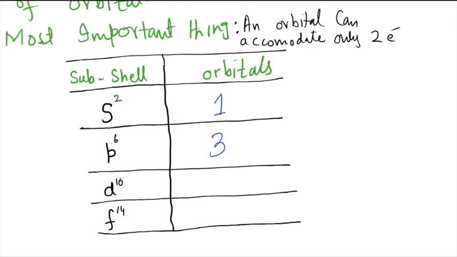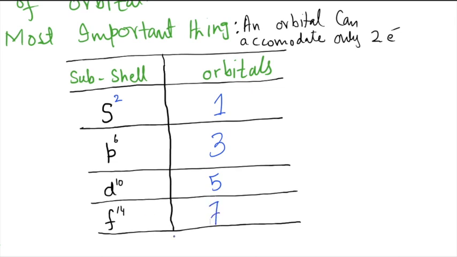In the D subshell, 10 electrons are present. So for the 10 electrons, how many orbitals? Each orbital carries 2 electrons. So for the D subshell, 5 orbitals would be present. Each orbital would carry 2 electrons. And for the F subshell, there are 14 electrons. So 14 electrons need 7 orbitals.